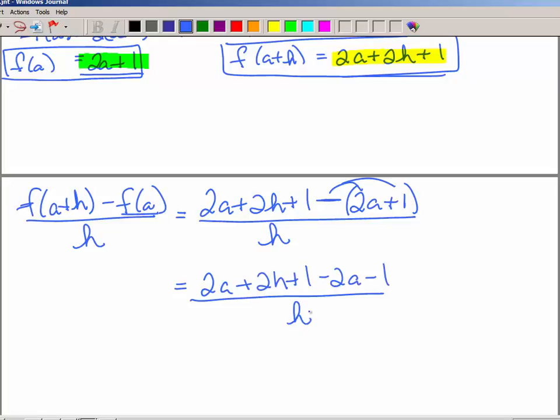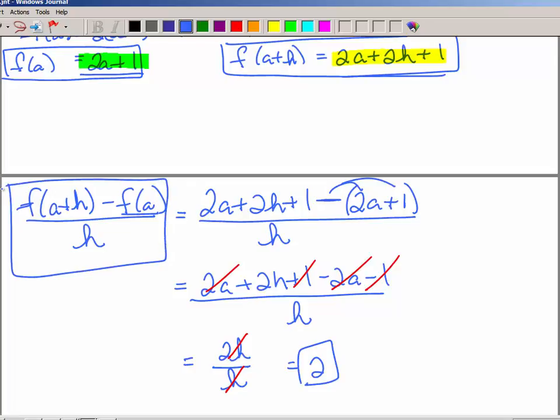Then hopefully you can see there's some like terms. Let's see, 2a minus 2a is 0. 1 minus 1 is also 0. So what we have left is 2h divided by h. We also can reduce that because the h's divide out, and my final answer is just 2. So from this big conglomeration of stuff, we just got 2.